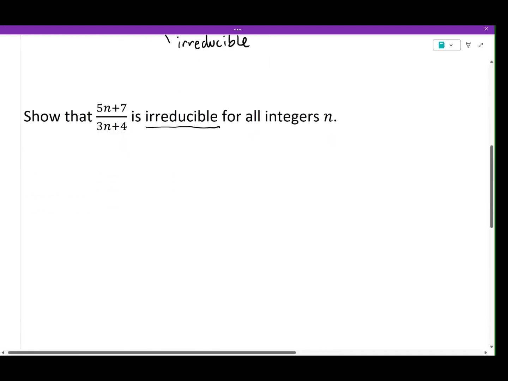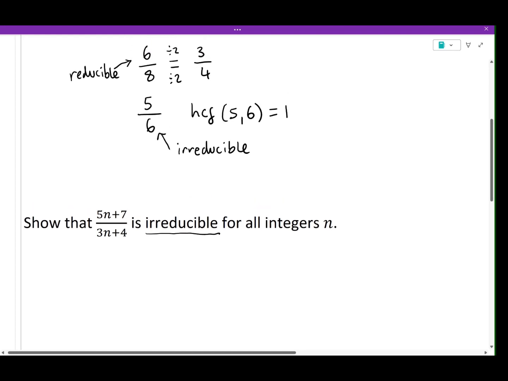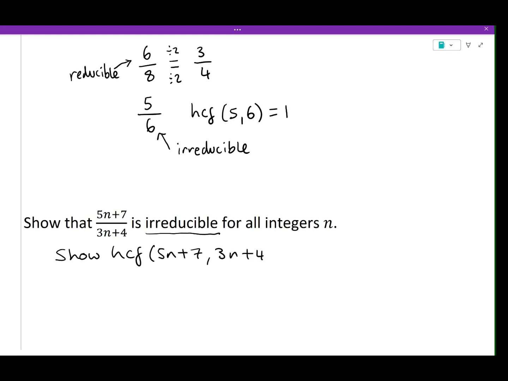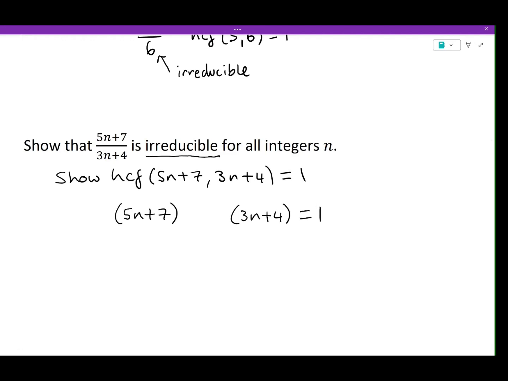Okay, so in this question, where we need to show that this fraction is irreducible, essentially what I need to show is that the highest common factor of 5n plus 7 and 3n plus 4 is equal to 1. If I can show that, they're co-prime, therefore it's irreducible. Okay, so let's go through the process. First off, I want to find an integer combination of 5n plus 7 and 3n plus 4 that is equal to 1. And for algebraic expressions, we want to eliminate n.